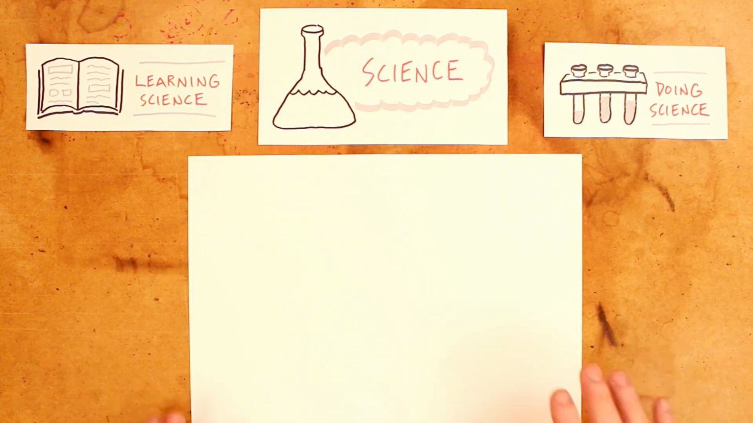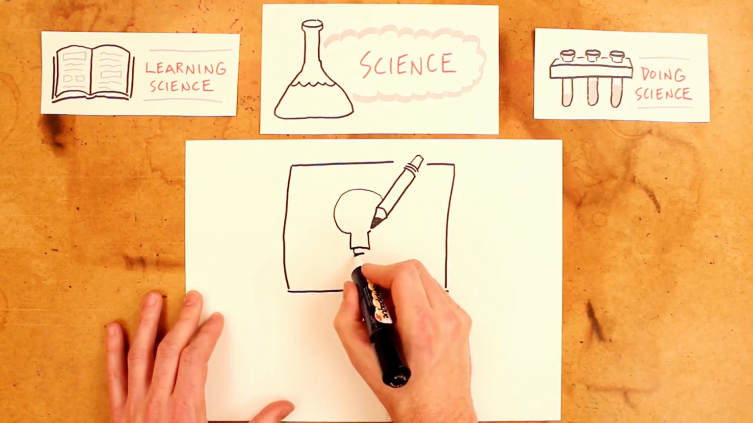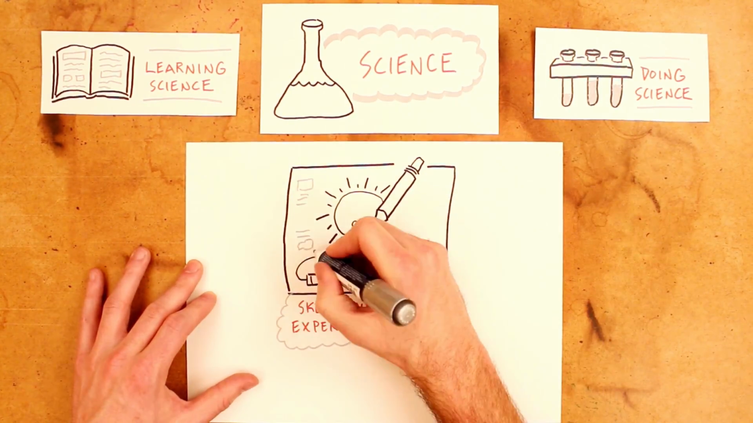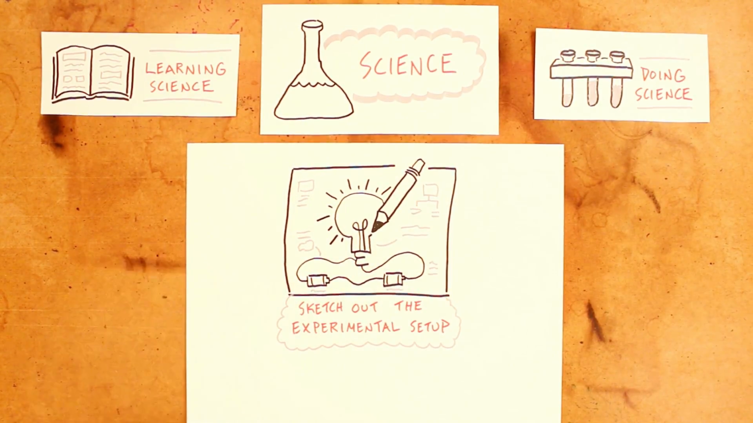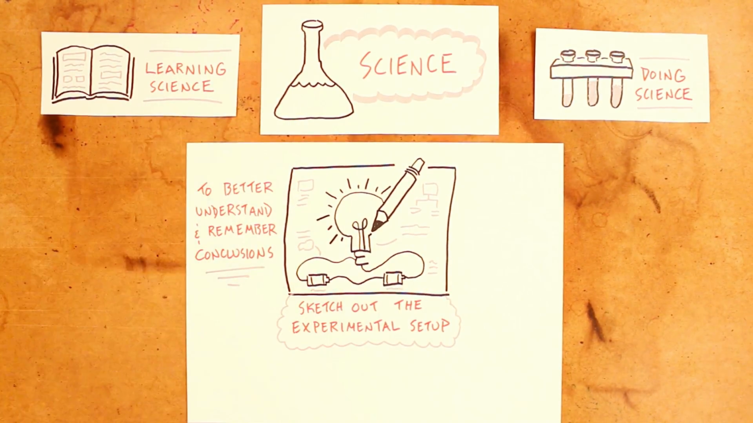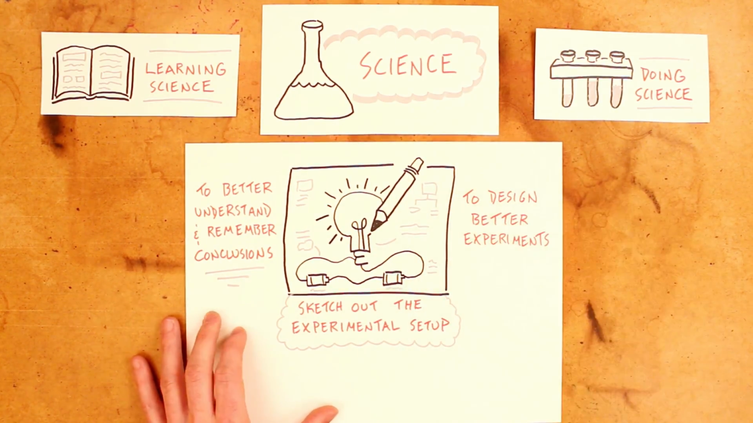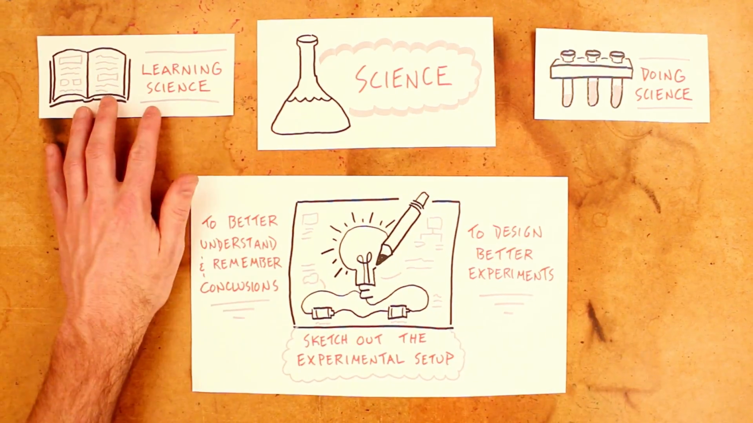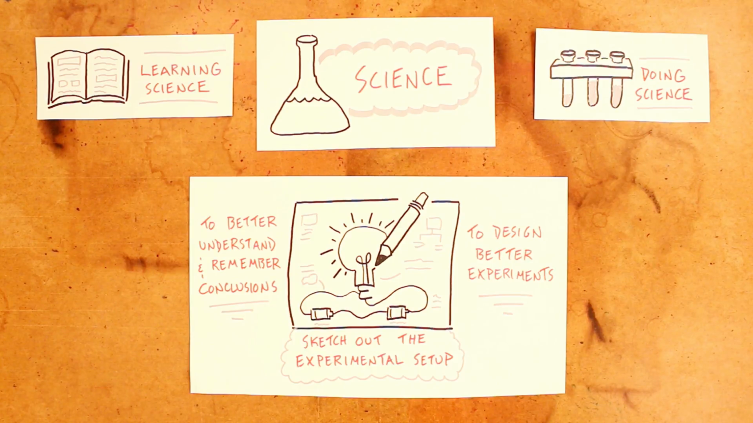Let's start with one that overlaps both categories, creating a sketch of an experimental setup, with process notes or conclusions drawn below or around that setup sketch. In the case of learning science, that might help you better understand and remember the conclusions that were drawn from an experiment. In the case of doing science, that will help you to design better experiments and understand why you're doing what you're doing. And you'll be better able to explain that particular setup when it comes time to present your findings to the class in a presentation or write up a report on that experiment.